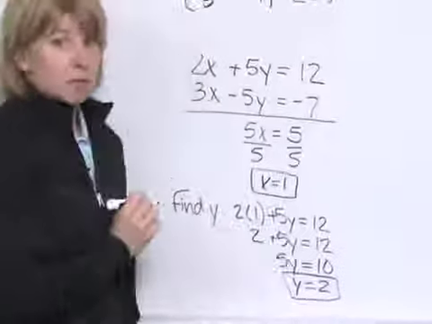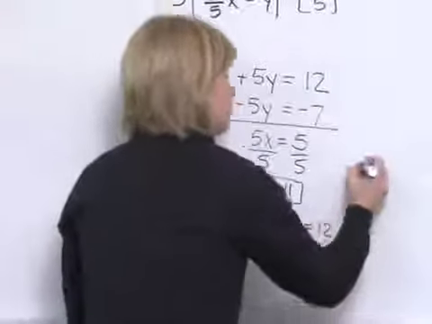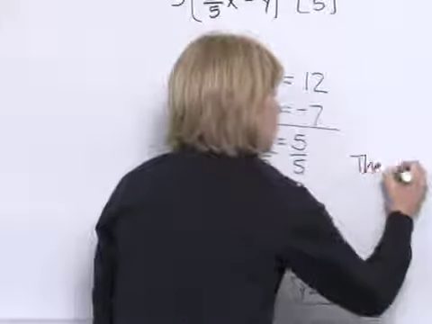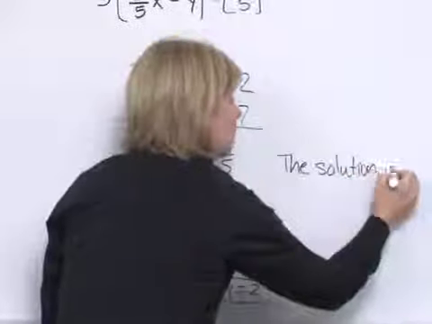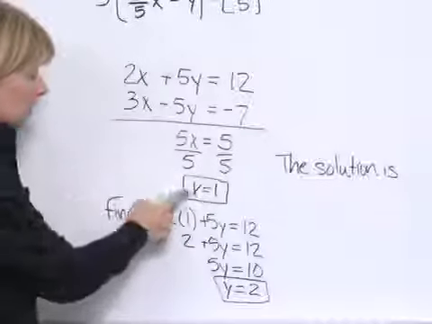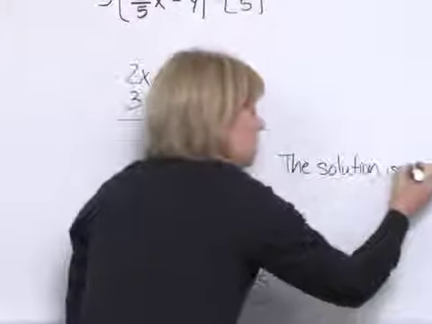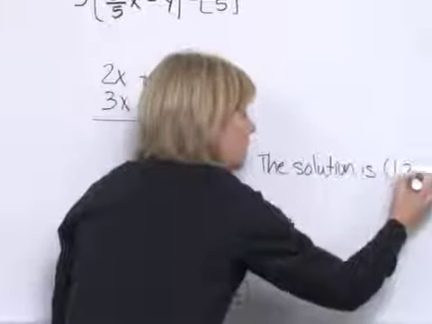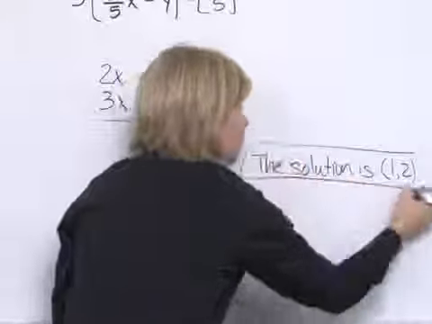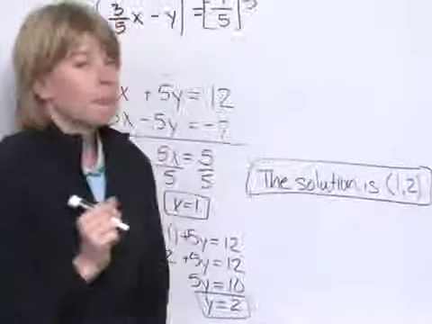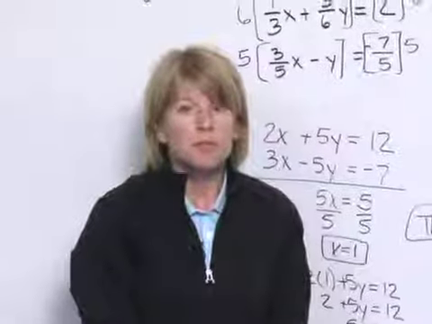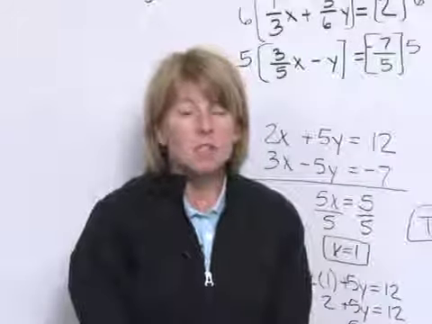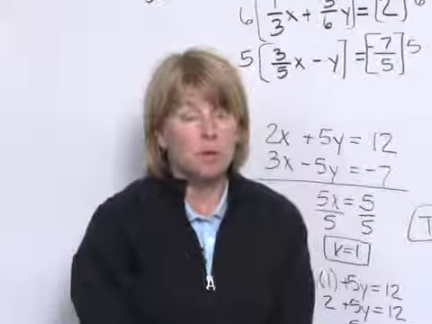And we can write the solution as an ordered pair. The solution to the system is (1, 2). Remember, when solving a system of equations with fractions, first clear the fractions, and then use any appropriate method to solve the resulting equivalent system.